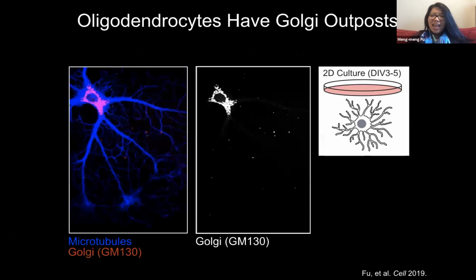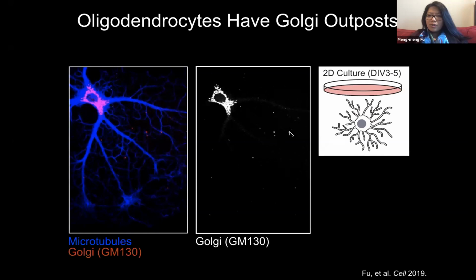And what they look like in a 2D culture, so in a flat culture, is like this. So the microtubules are shown in blue in this image, and in red and in white in the separate channel are the GM130 positive Golgi outpost dots. So of course, a lot of the labeling is in the cell body Golgi, but these dot structures are the Golgi outposts.